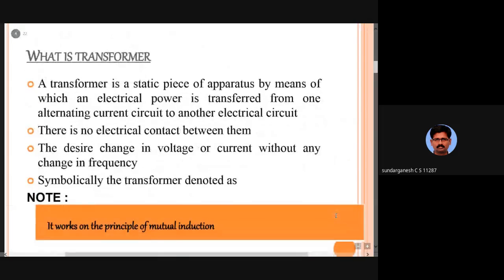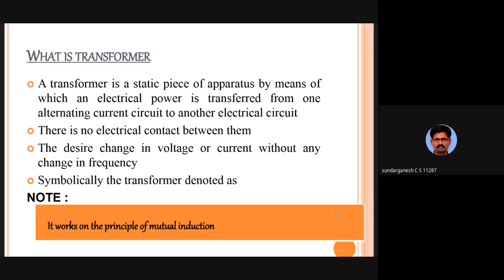So what is a transformer? A transformer is an apparatus or equipment. It is a stationary one. A transformer is a static piece of apparatus by which electric power is transferred from one circuit to another circuit. It is transferred from one alternating current circuit to another alternating current circuit. There is no electrical contact. This transfer of energy takes place through air, magnetically. There is no electrical contact between these two sides or two coils.